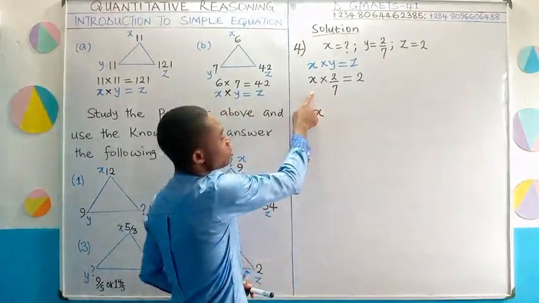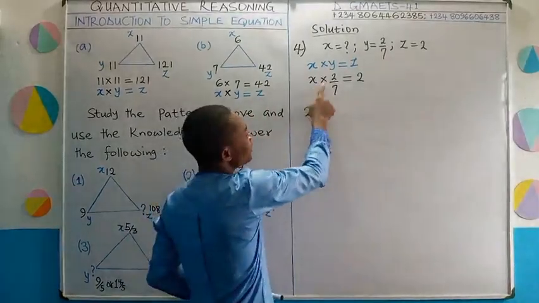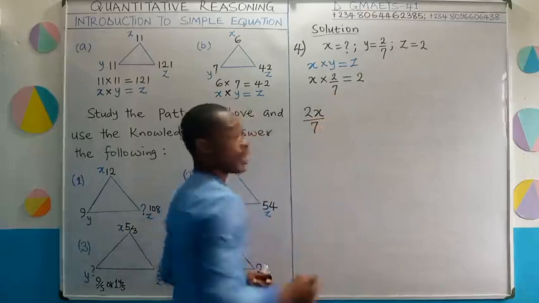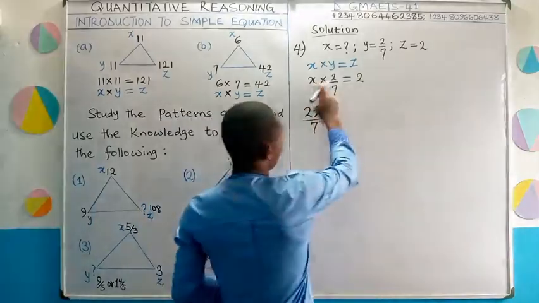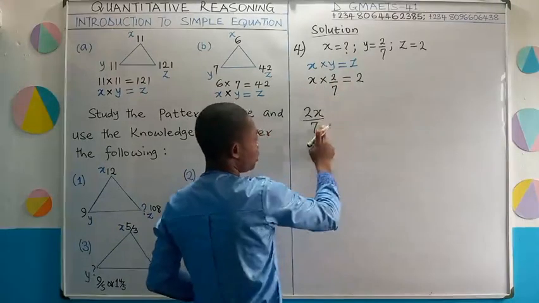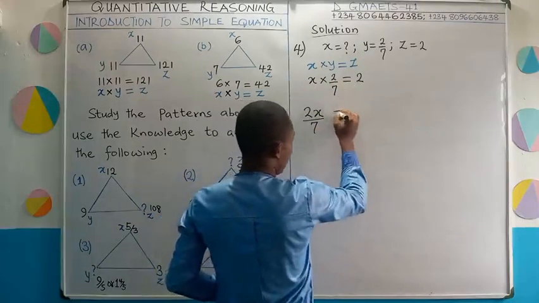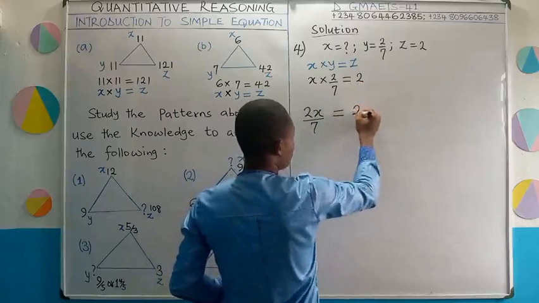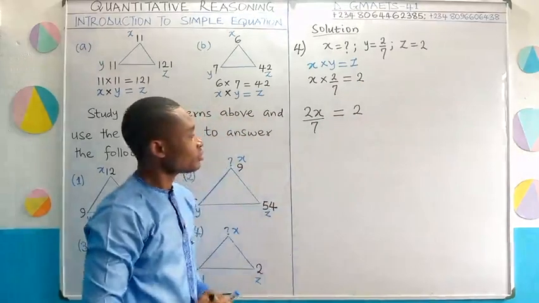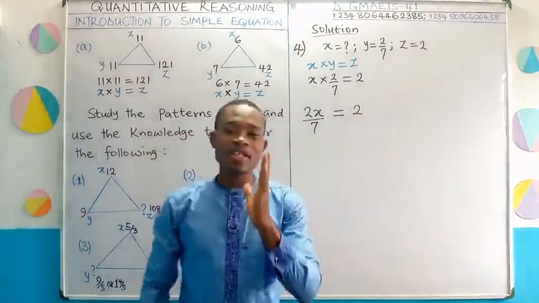1 is a denominator, so that one will also multiply. 1 times this denominator 7. So it's going to give us over 7. I am done with this. X times 2 gave us 2x, then all over 7. The next thing you meet is equal to, the right hand side you have 2. This 2 standing alone is over 1. Take note.